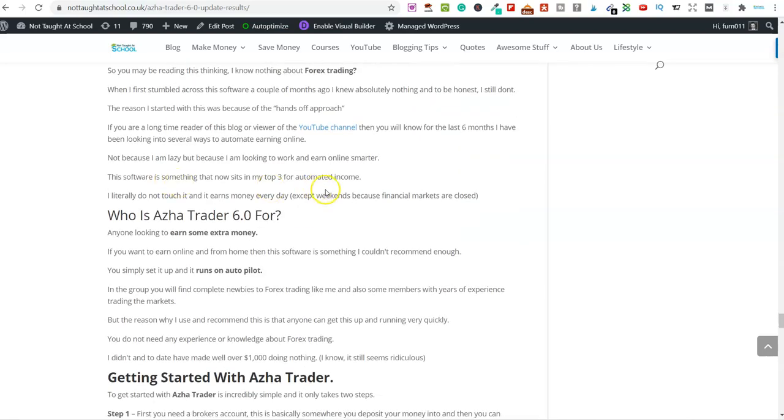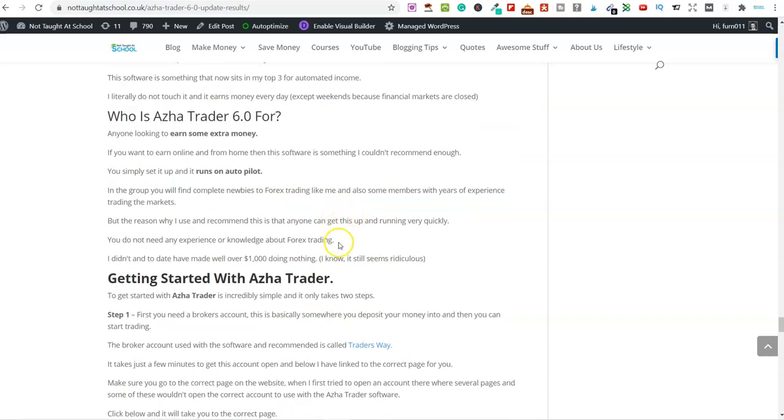So in terms of Azha Trader, who is it for? Well, basically, if you're looking to earn money with minimal, and I mean minimal, effort on your behalf, then this is for you. It's a passive income because you purchase the software, you put in some money, and you just connect it all up. Once you join, you get a PDF, you get access to a Facebook group, and it's all up and running.